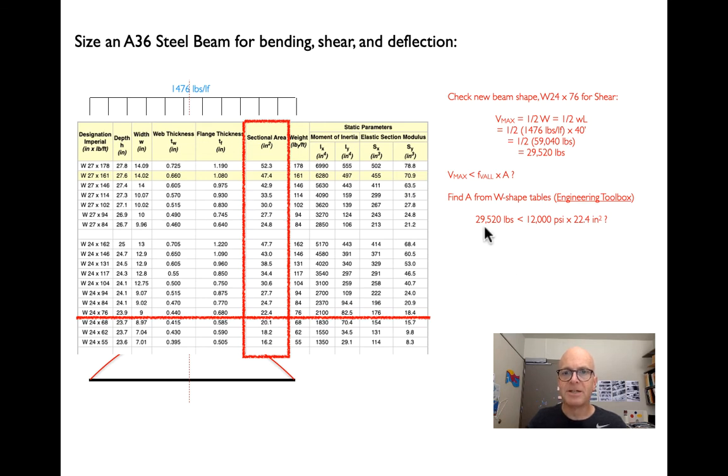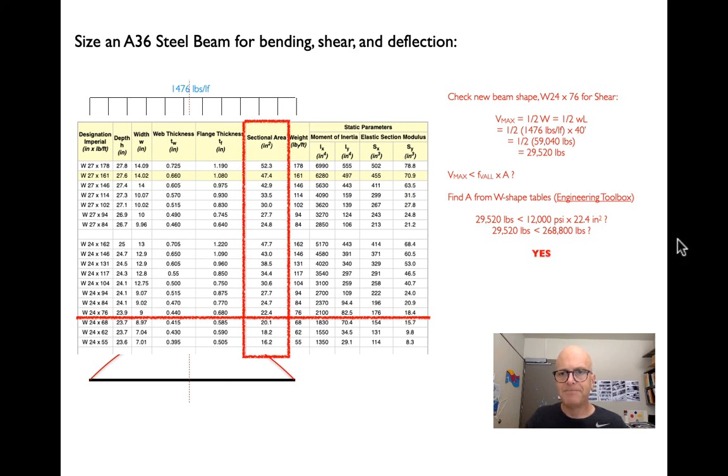So our formula looks like this. Here's the maximum shear that we're putting on the beam, 29,520 pounds. We need to see if that is less than the allowable stress in steel in shear, 12,000 psi, times the number of square inches that we have in the cross-section, 22.4. The allowable shear is 268,800 pounds. The shear we have is just over 10% of that, so we are totally fine. And this is what we would expect in a normal sized span with typical commercial or residential loading. We're almost always going to be governed by bending.